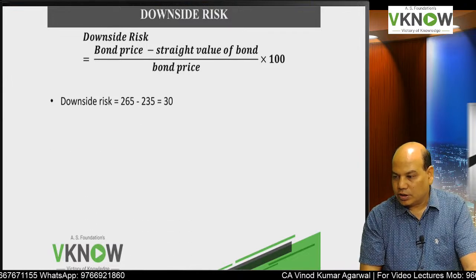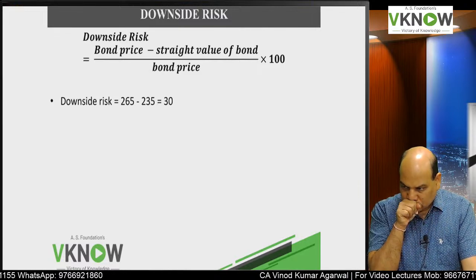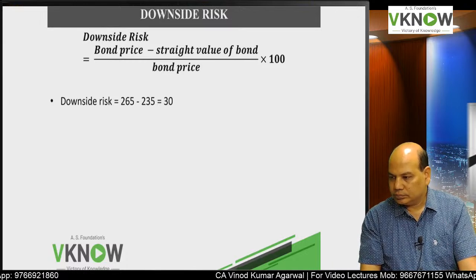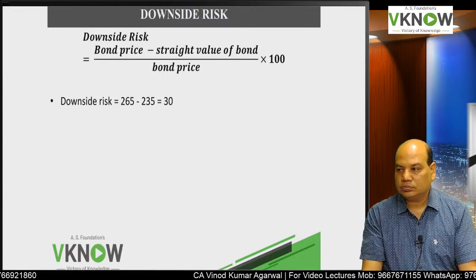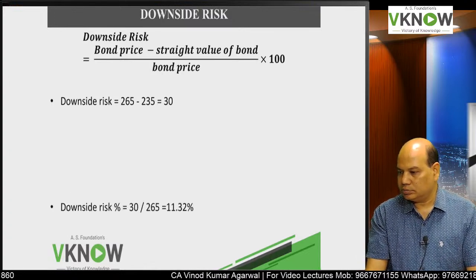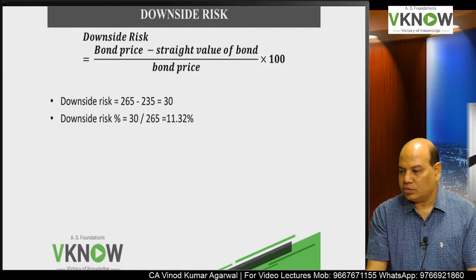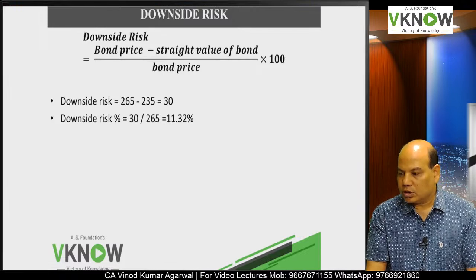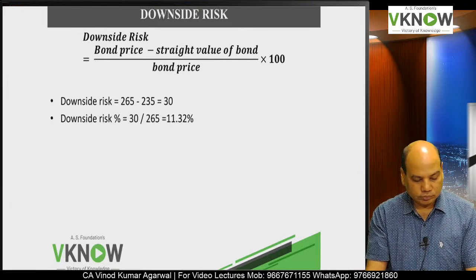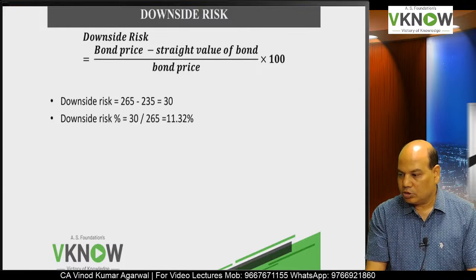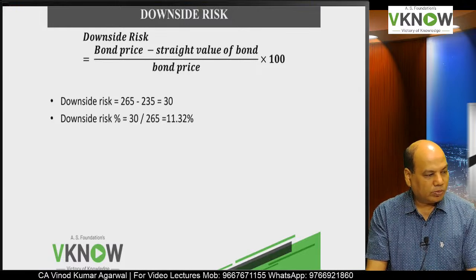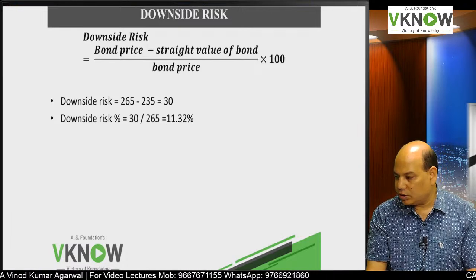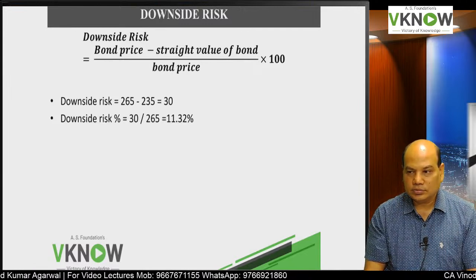So how much amount you can lose in terms of present value. First write down downside risk equal to 265 minus 235, which is equal to 30, and downside risk percentage equal to 30 divided by 265, 11.32%. 11.32% is right. Please reply, is it right?